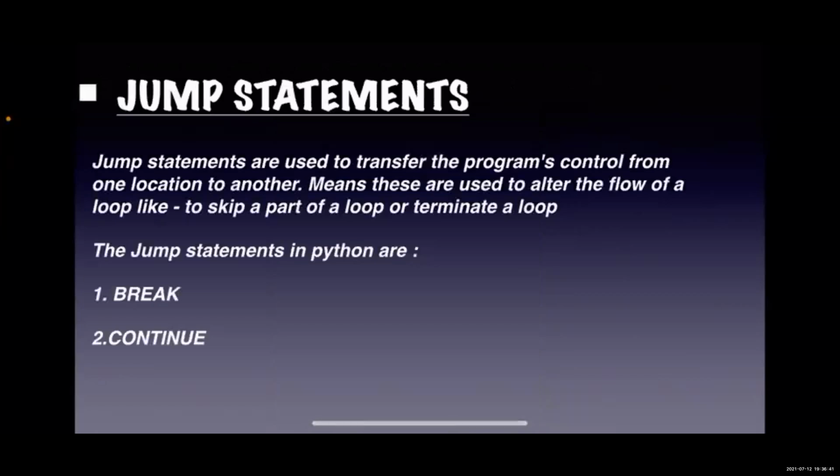Then comes jump statements. Jump statements are used to transfer the program's control from one location to another. Means they are used to alter the flow of a loop, like to skip a part of a loop or terminate a loop. The jump statements in Python are break and continue. The break statement in Python terminates the current loop and it resumes the execution at the next statement.